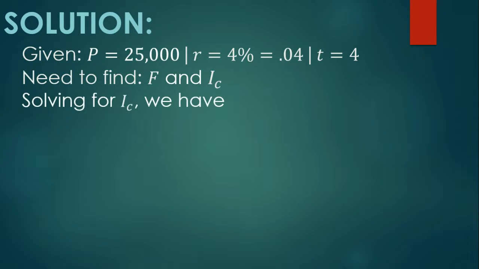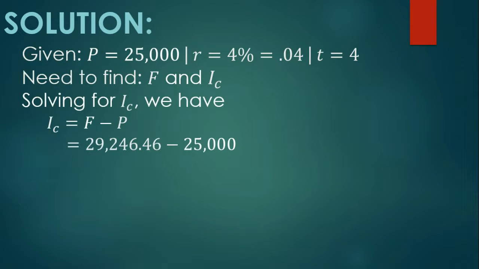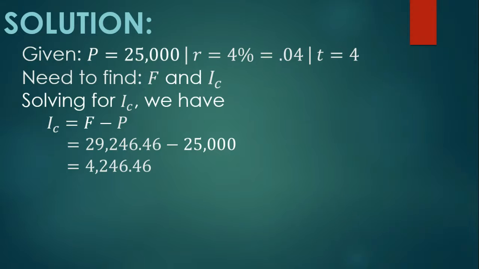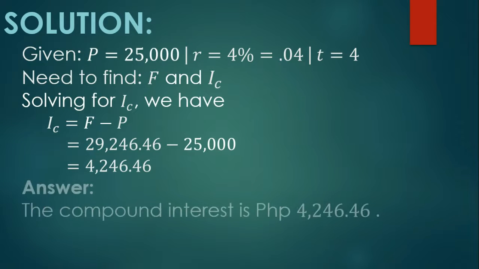Solving for I sub C, or the compound interest, we have I sub C is equal to F minus P. So the future value that we obtain is 29,246.46 minus the principal, which is 25,000. So subtracting this, it will give us 4,246.46. So therefore, the compound interest is 4,246 pesos and 46 centavos.